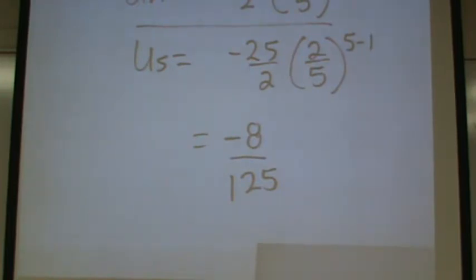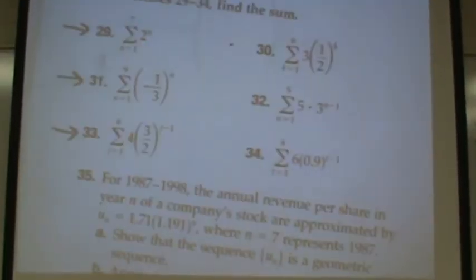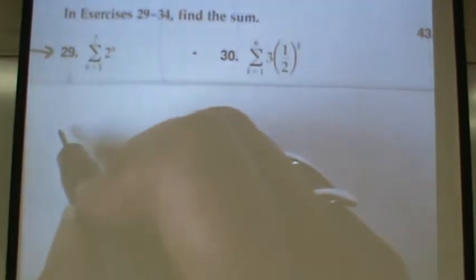Next, question 29. You are asked to find the sum of the first 7, and the formula is 2 to the n power.